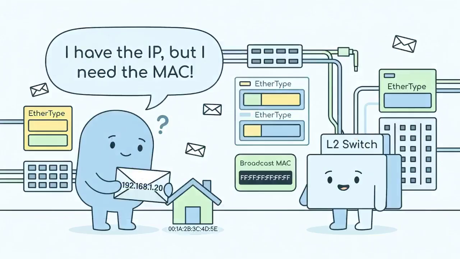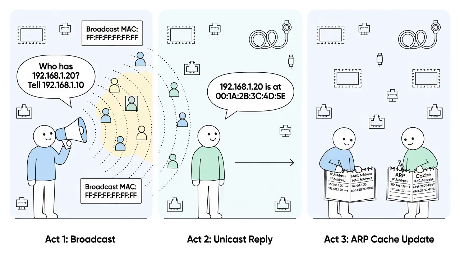So when a host wants to send a packet across the LAN, it must wrap the IP datagram inside an Ethernet frame addressed to the destination's hardware address. And to build that frame, it first needs to resolve the IP to a MAC. ARP solves this with a two-step handshake.